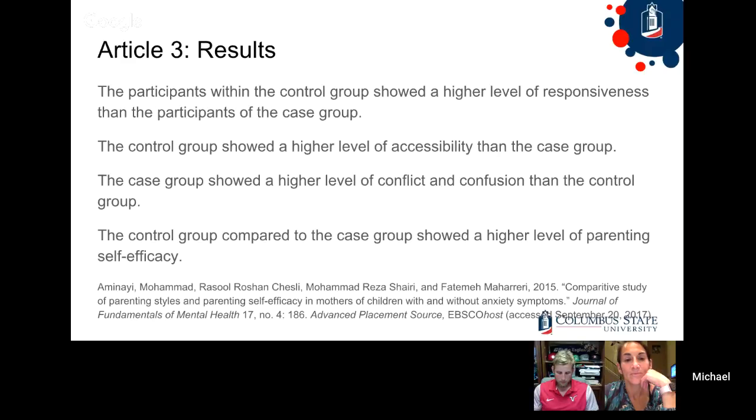The results of Article 3: the participants within the control group showed a higher level of responsiveness than the participants of the case group. The control group showed a higher level of accessibility than the case group, and the case group showed a higher level of conflict and confusion than the control group, and the control group compared to the case group showed a higher level of parenting self-efficacy.